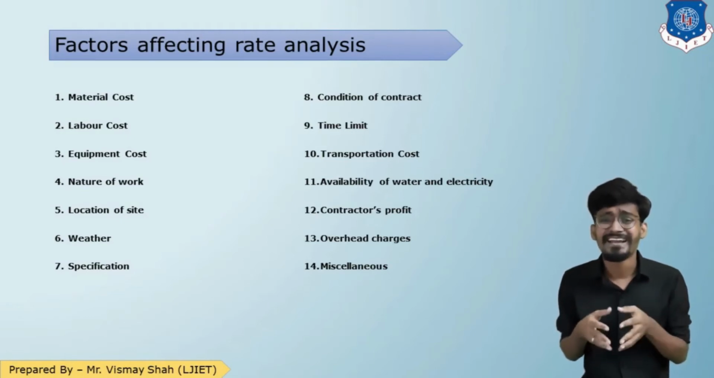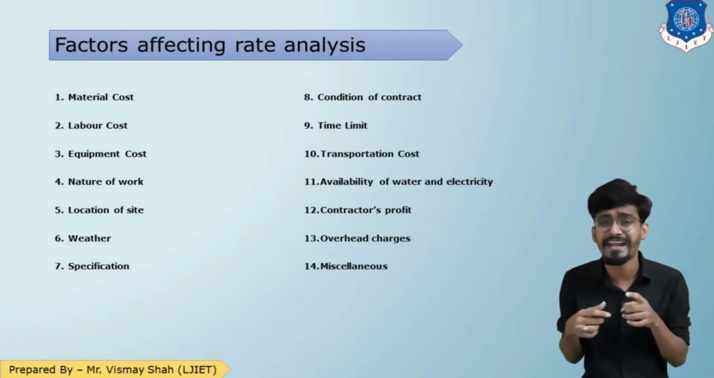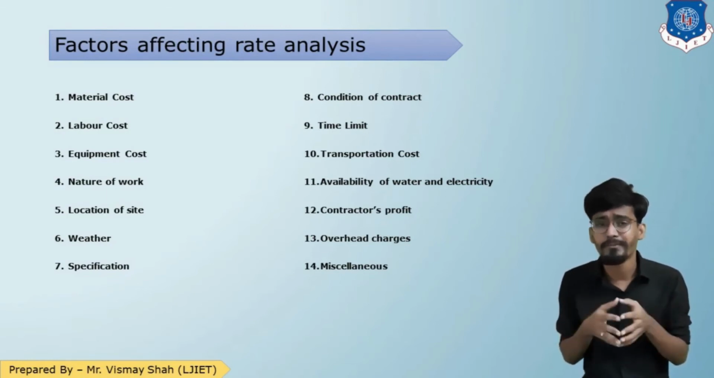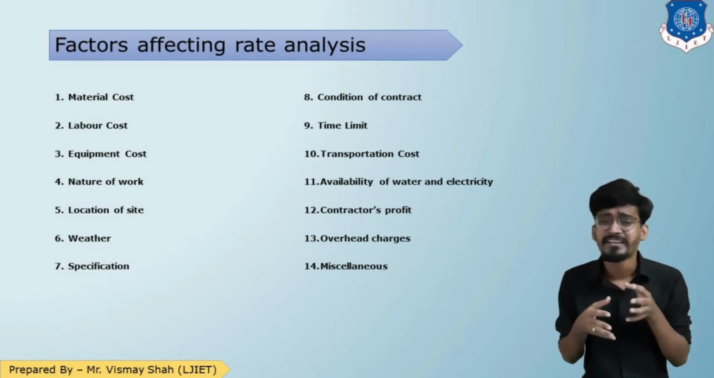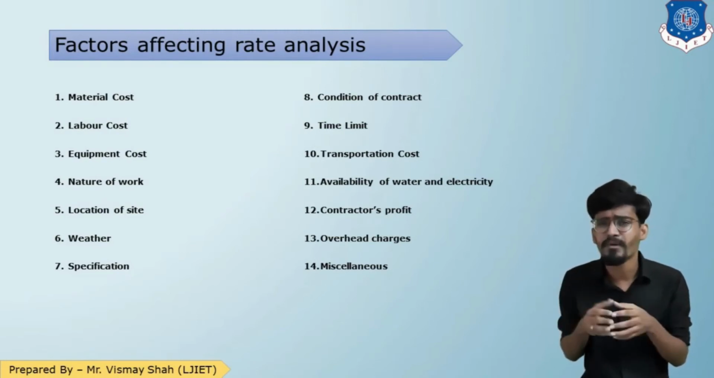The next is nature of work. That means if you are excavating for one bungalow and you are excavating for 10 towers, the nature of work, whether it is a single quantity or a bulk quantity, the rate will be different. It is obvious that for a single bungalow, the excavation rate will be high, and for a scheme of 10 towers, the excavation rate will be low.